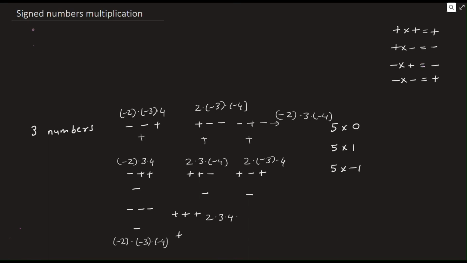Let's see an example. I have two numbers, 10 and 3. So 10 times 3 equals 30, and negative 10 times negative 3 again equals positive 30. Whereas negative 10 times 3 equals negative 30, and 10 times negative 3 equals negative 30.